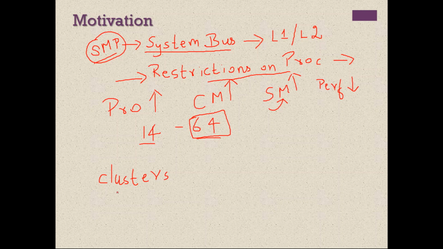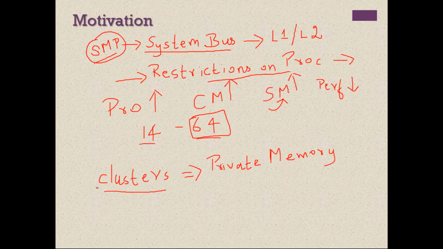These systems group together, and they provide an illusion as if it is a single machine. But actually there are individual systems, and each individual system has its own private memory. Cache coherence here is maintained at software level, and it is not maintained at hardware level.